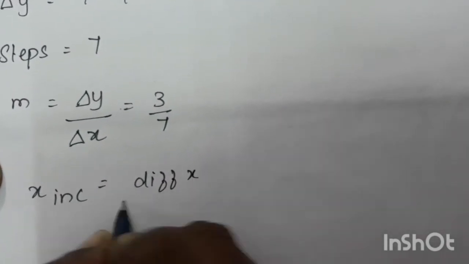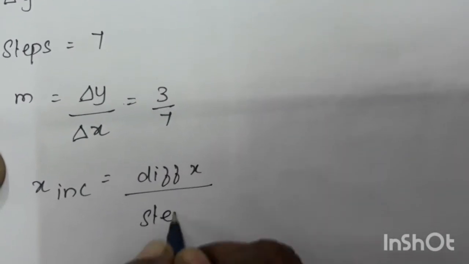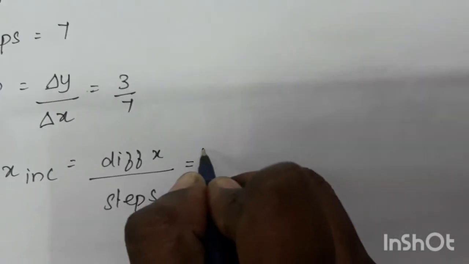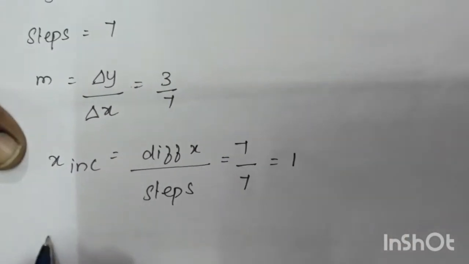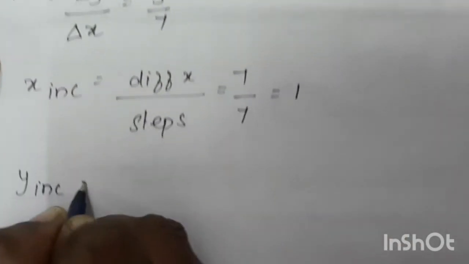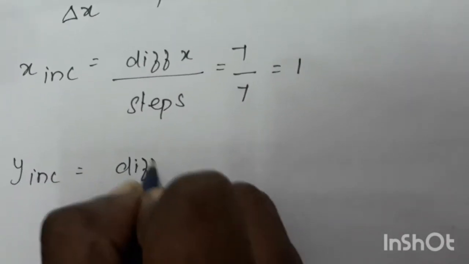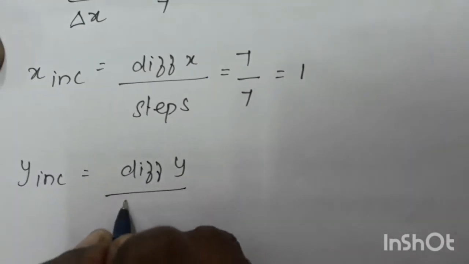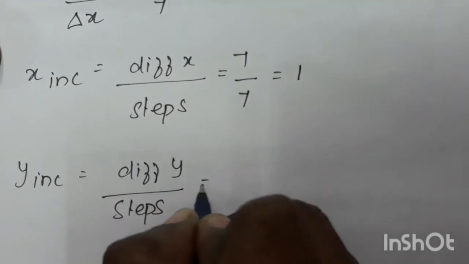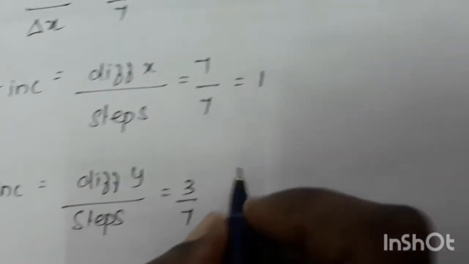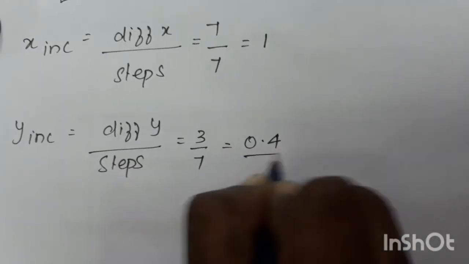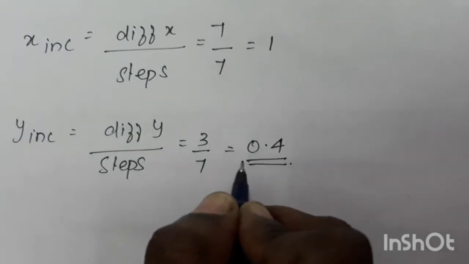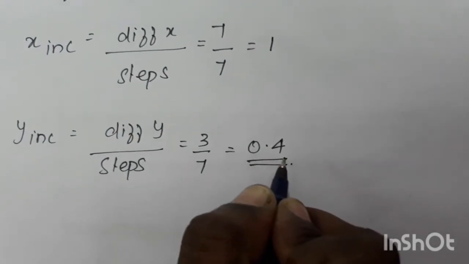X increment is difference of x divided by steps. So difference is 7 and the steps is 7, which is equal to 1. Now we'll see y increment. Y increment is difference of y divided by steps, which is equal to 3 by 7. That is called the slope value. So it is 0.4. So the y value has to be incremented by 0.4.